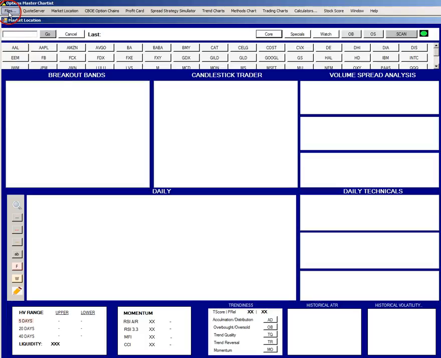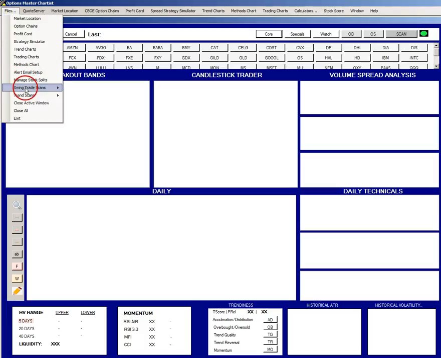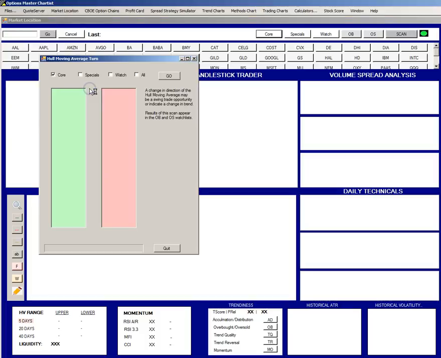And what I'm going to do is I'm going to run a swing trade scan. In this case I'm going to run the Hull turn scan. Now I can run it on any of my watch lists or all of them, but in this case I'm just going to run it on the about 70 stocks and ETFs that are in my core list. And I'll click go and then come back to you.